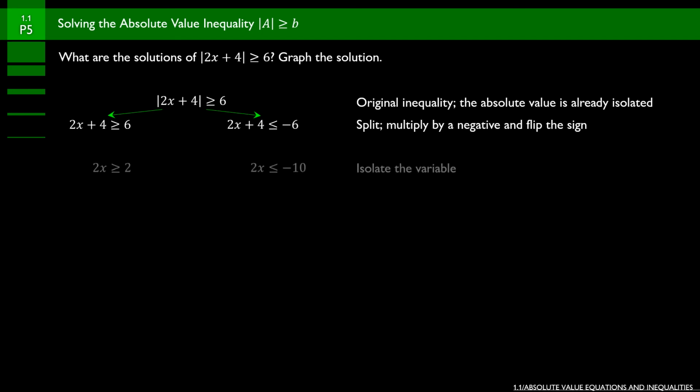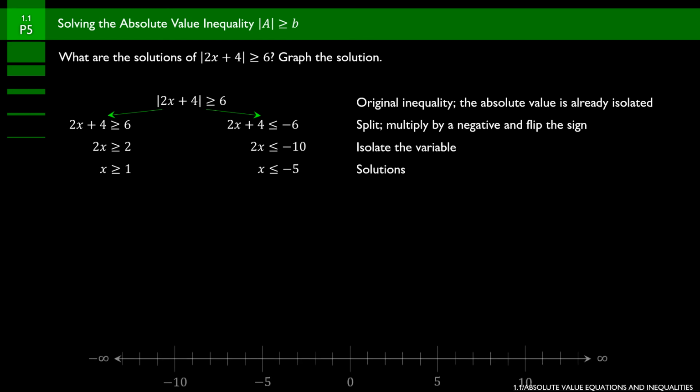Subtract 4 from both sides. 2x is greater than or equal to 2, and 2x is less than or equal to negative 10. Then divide out the 2. x is greater than or equal to 1, and x is less than or equal to negative 5. Now in this case, what we're going to do is take a look at that x is less than or equal to negative 5.